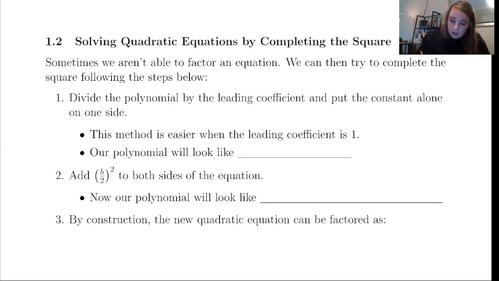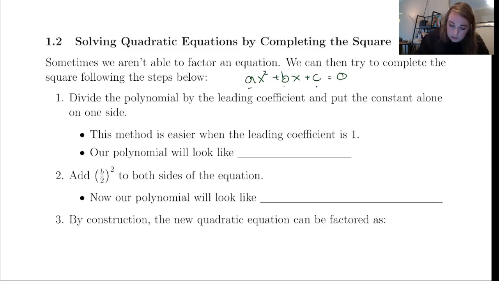Okay. So sometimes we aren't able to factor an equation, right? When that happens, we can then try to complete the square. Remember, a quadratic equation looks like ax squared plus bx plus c equals 0. And we're going to be talking about a, b, and c in such a way.